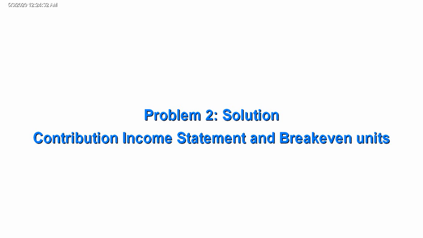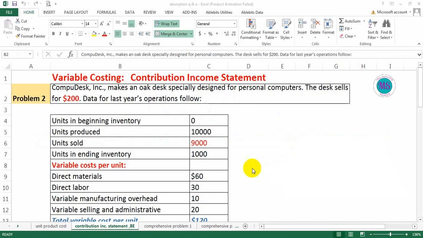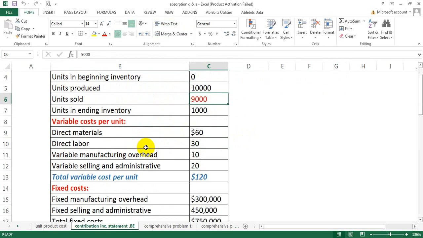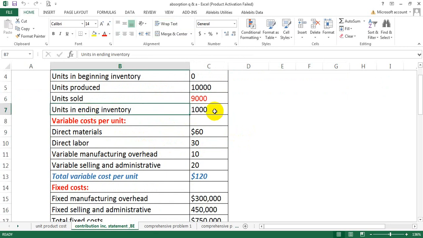Problem number 2. In this, we will discuss contribution income statement and computation of break-even units. Computers make an oak desk especially designed for personal computers. The desk sells for $200. Data for last year's operation follows. Units in beginning 0, units produced 10,000, units sold 9,000, units in ending inventory 1,000.